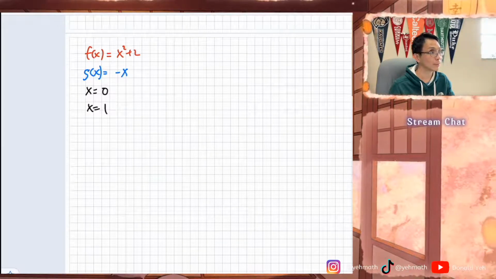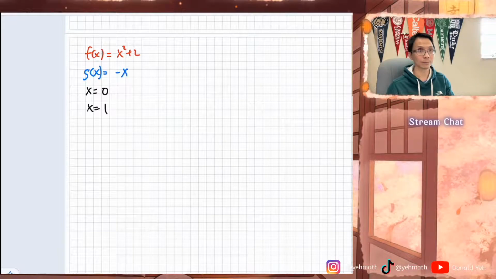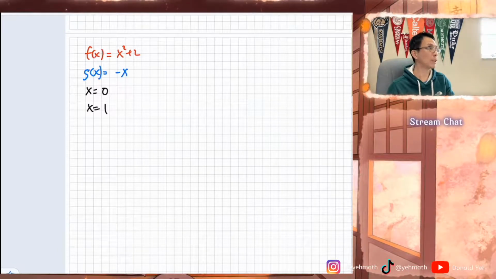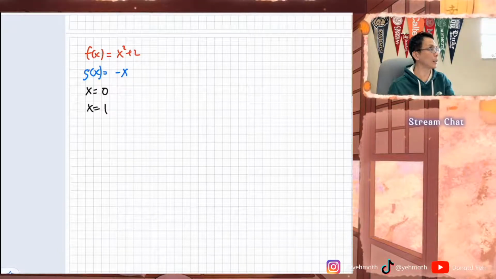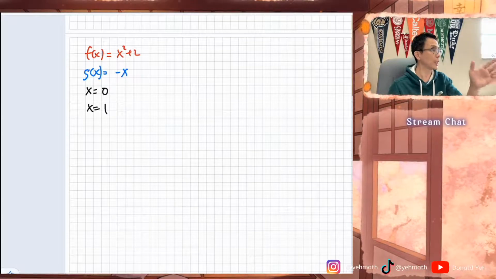Wait, what are the x bounds? 0 and 1? Yeah, because x equals 0 and x equals 1 are vertical lines.